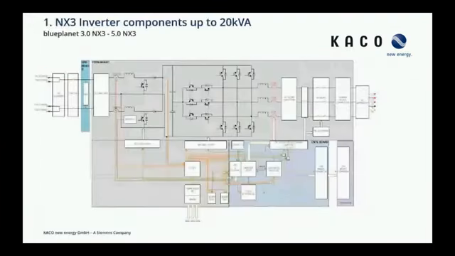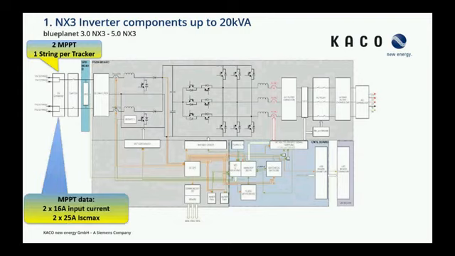Okay, here we can see the NX3 inverter components for the blueplanet 3.0 NX3 to 5.0 NX3. Generally, the overview for these inverters is almost the same. The big difference we can see on the left side. Here you can see we have 2 MPP trackers for these inverters and 1 string per tracker. For the tracker data, we have 2 times 16 amperes input current and 2 times 25 ampere ISC max. This is the maximum short circuit current.